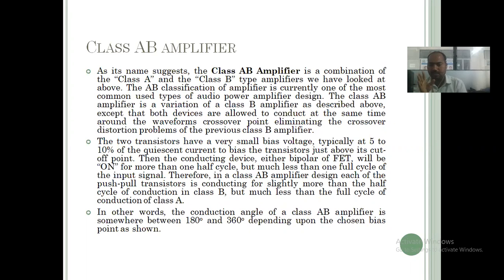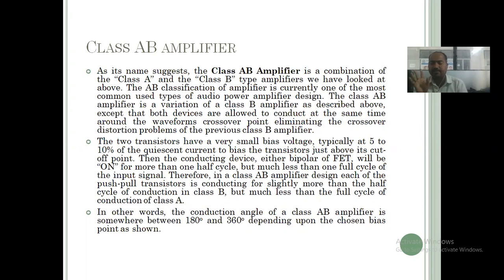But see, when we design the class B, one of the problems coming with respect to class B is crossover distortion. It indicates that noise would be coming with respect to the class B type of the amplifier. So why is that noise coming? See, we have to use the transistor. That transistor is constructed from silicon or germanium.